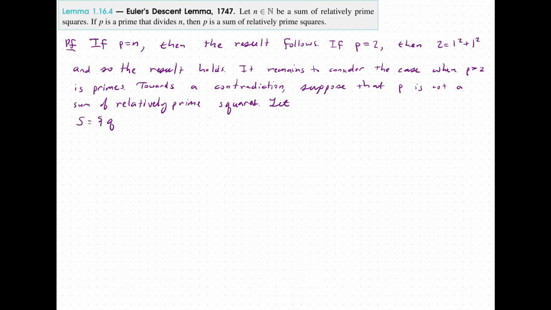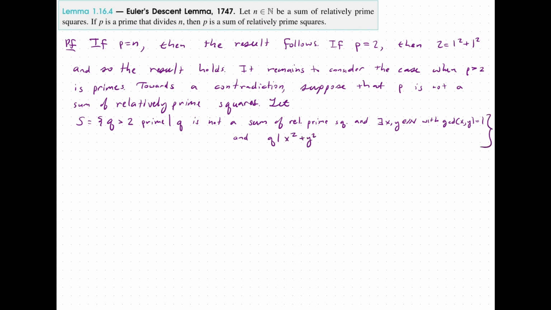So it's going to be the collection of Q greater than 2 is prime. So this is a set of prime numbers such that Q is not a sum of relatively prime squares, and there exists natural numbers x and y with the GCD of x and y being 1, so they're relatively prime, and Q dividing x squared plus y squared.